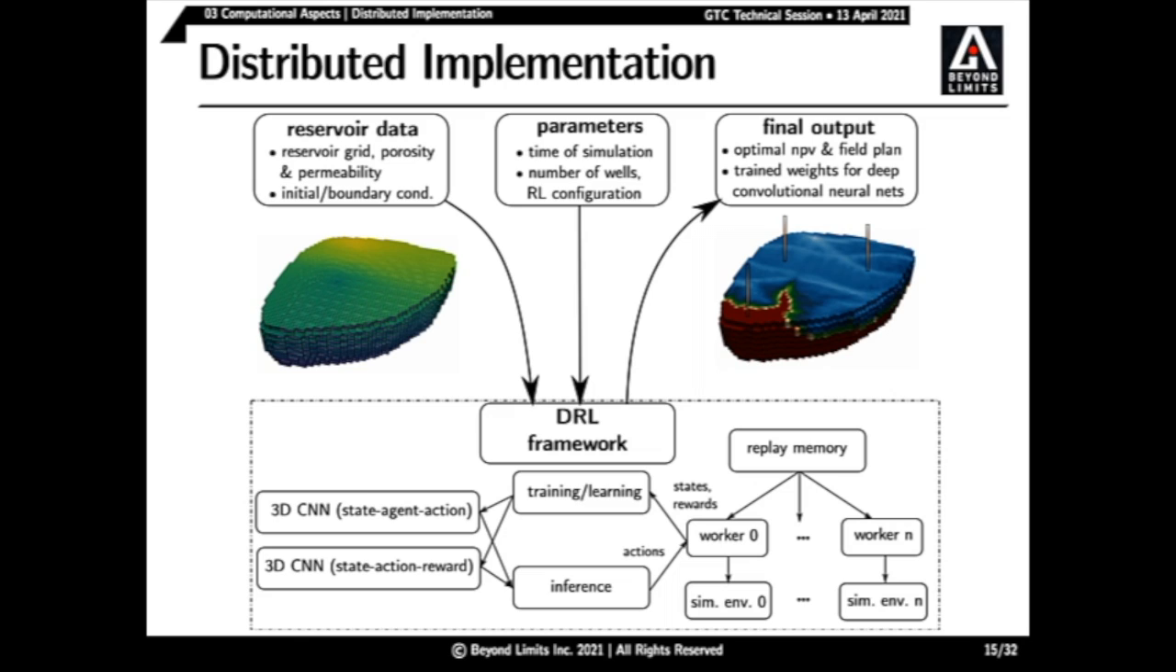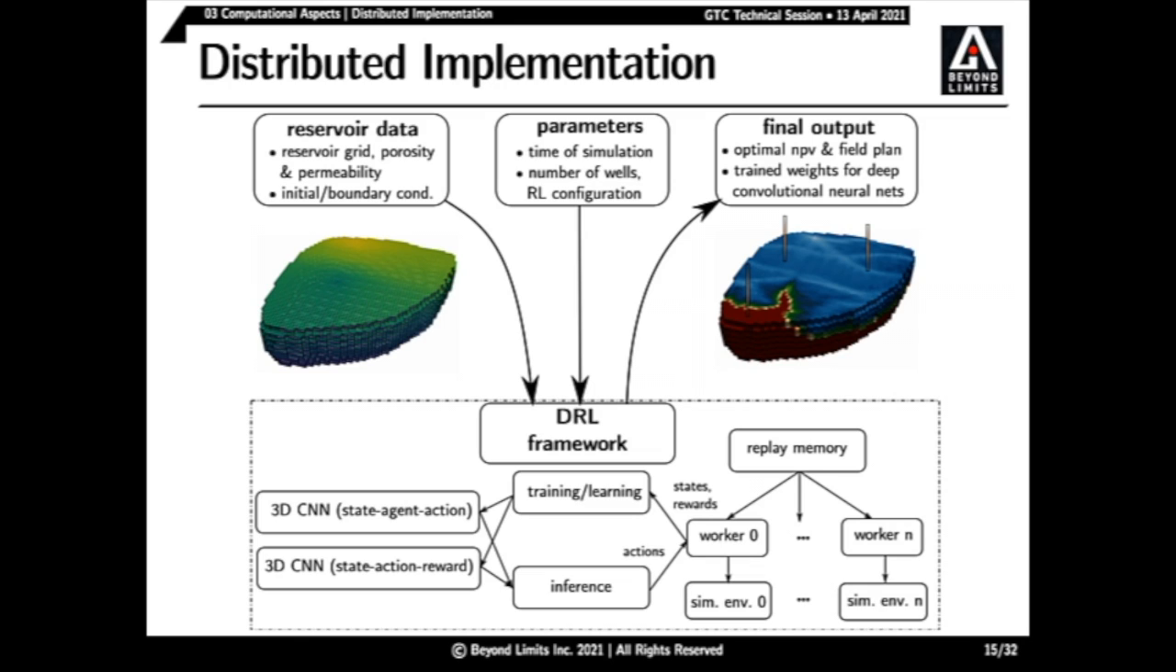This initialization setup consists of n random searches to start the training of this 3D convolution neural network, which is our action predictor or actor that takes the states and predicts the well locations. Together with this is our value estimator or critic that takes the actions and the states and predicts the value of these towards achieving our target.